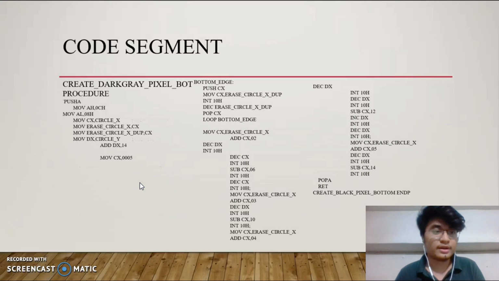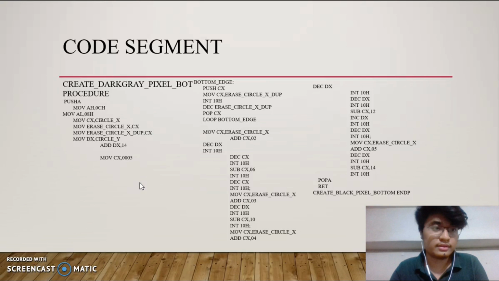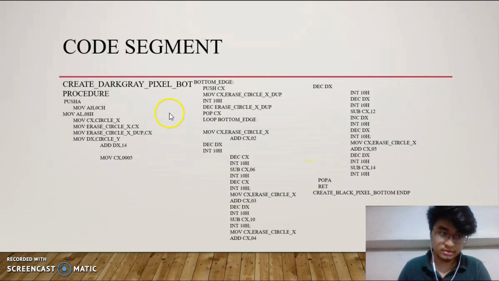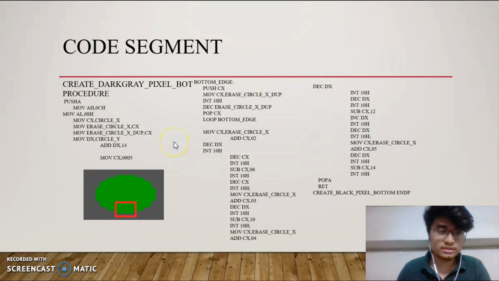So for the second part, create dark gray pixel bottom. The same concept is applied, but now we will create the dark gray pixel from the bottom. I will just show you how it works. First, we add DX14. So this is the bottom side of the circle. The bottom edge is this part. That is the bottom edge of the circle.